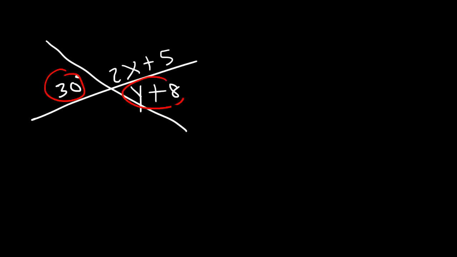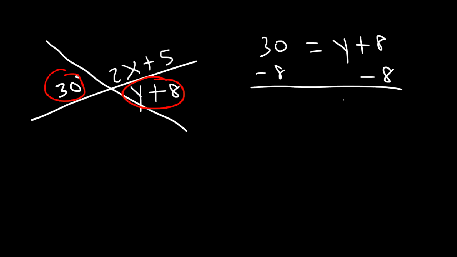So let's say this is 30 and this is 2x plus 5 and this is y. Find the value of x and y. Actually, let's say this is y plus 8. Feel free to pause the video and work on that problem. We know that 30 and y plus 8 are vertical angles, so therefore they're congruent. So we could set 30 equal to y plus 8. Therefore y is going to be 30 minus 8, so y is 22.